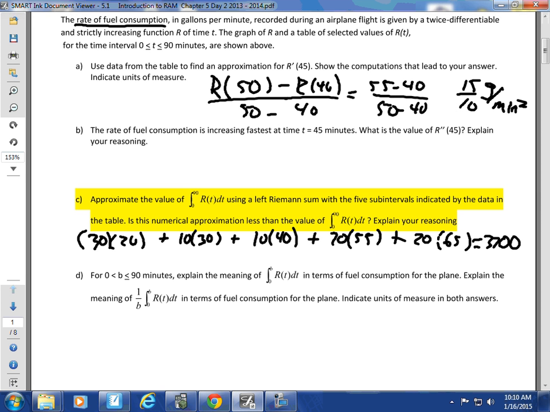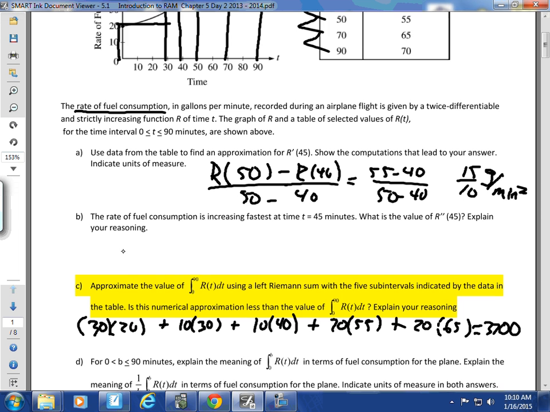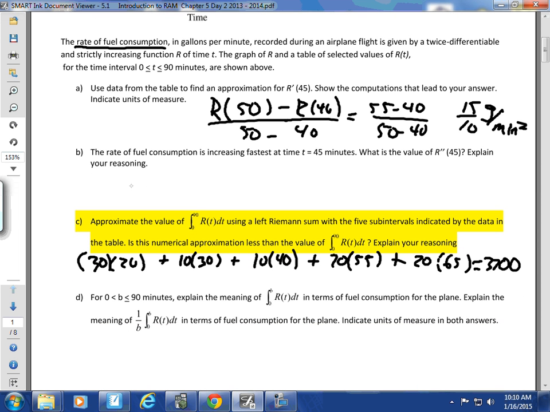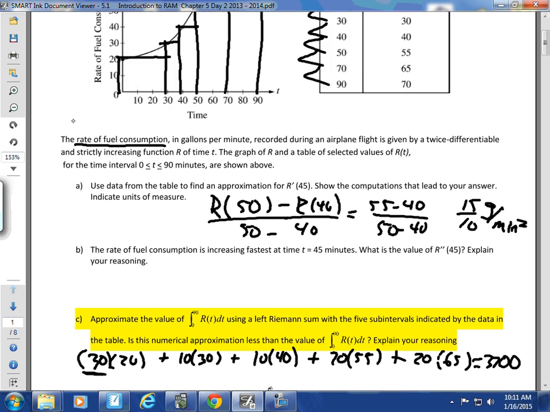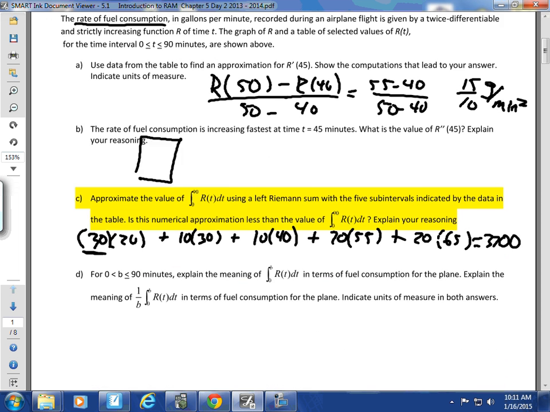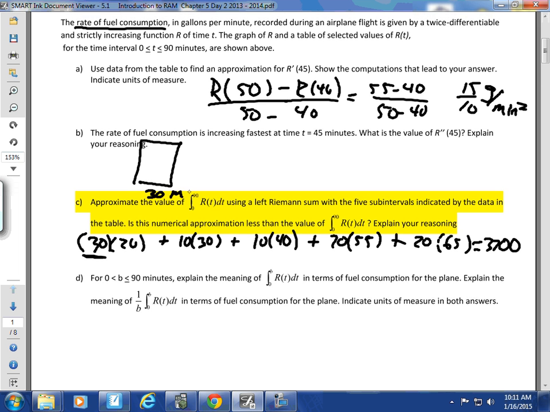Now, if gallons didn't jump off the page at you here, and it never would have to me, then let's just stop and let's take a look at what one of these rectangles looks like. So, let's say we look at the first rectangle. The first rectangle had a width of 30. 30 what? It was minutes, wasn't it? It was 30 minutes minus 0 minutes. So the length of that first rectangle is 30 minutes.